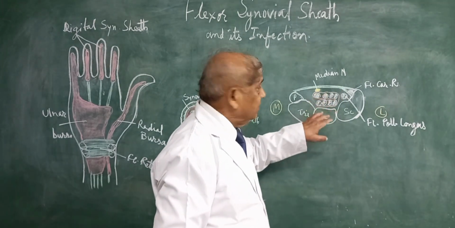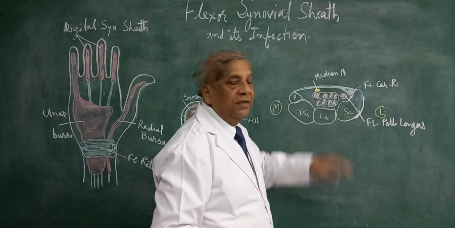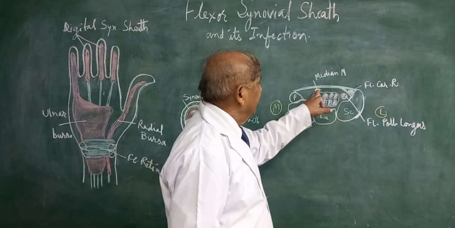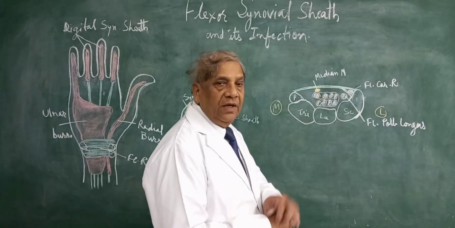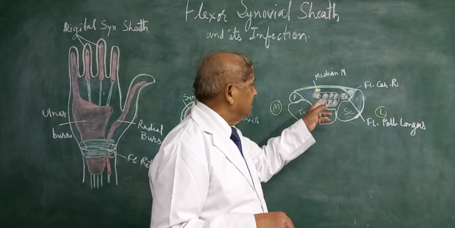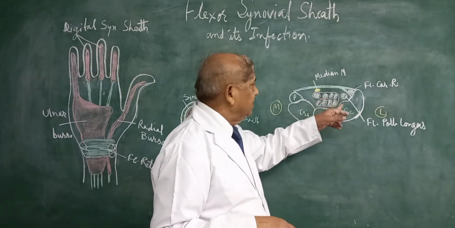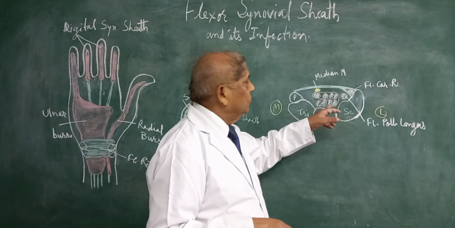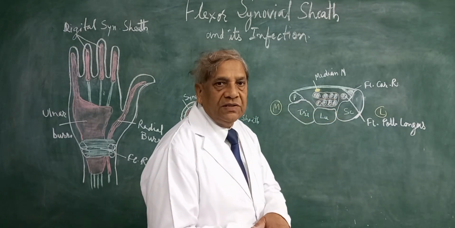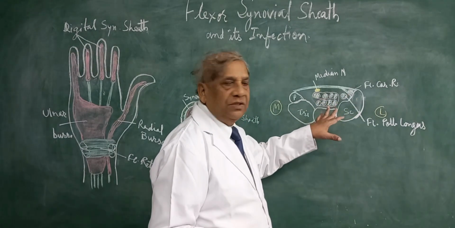osteofibrous tunnel, through which the 8 tendons and the 9th and 10th tendons are going deep to the flexor retinaculum, through a narrow space where the median nerve is also present. During the movements of the finger, these tendons are sliding, and there will be friction in this osteofibrous tunnel. To minimize the friction, there is an arrangement of the synovial sheath, and because of this, friction is minimized.